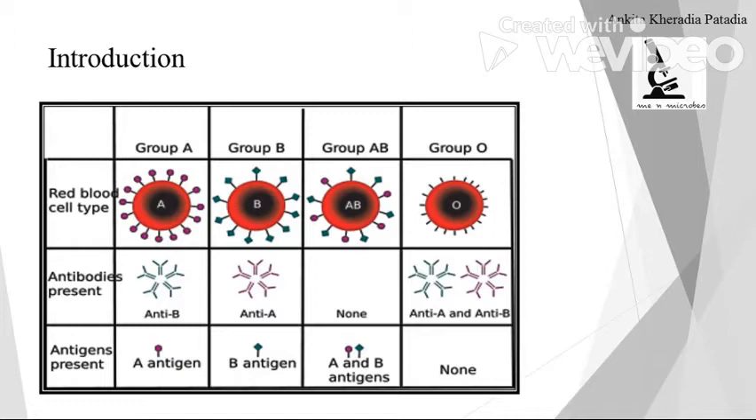See, here you can see that group A, B and AB and O. AB blood group is having both the types of antigens, so his blood is not having any type of antibodies.